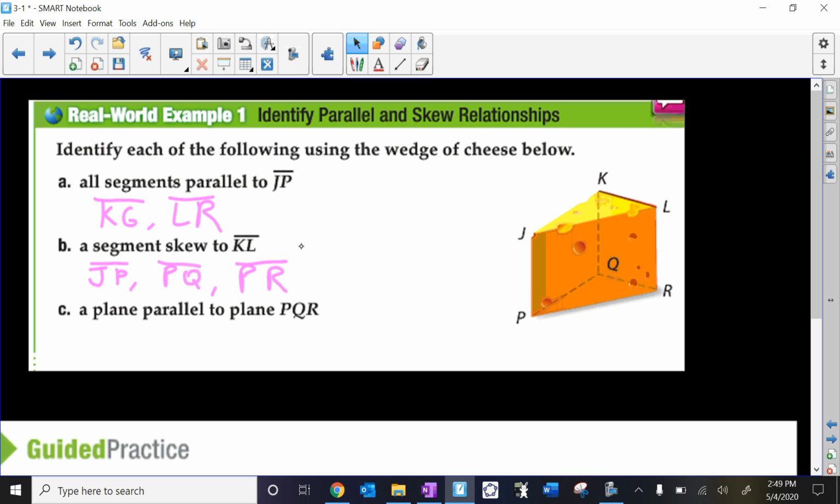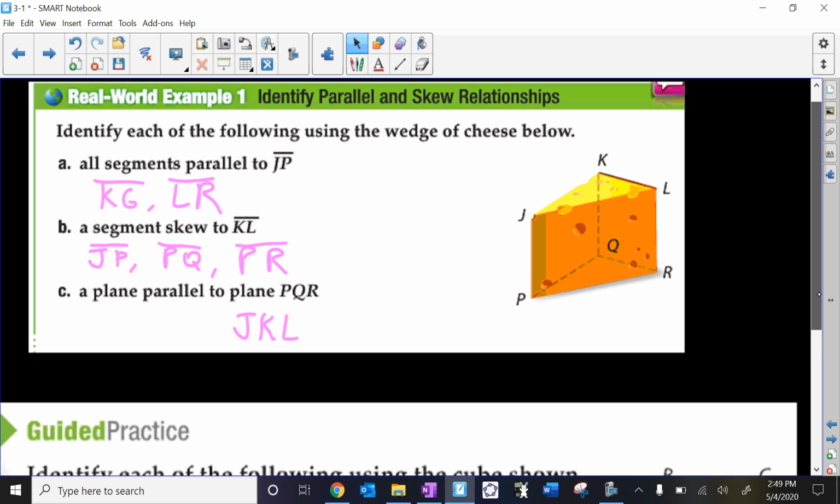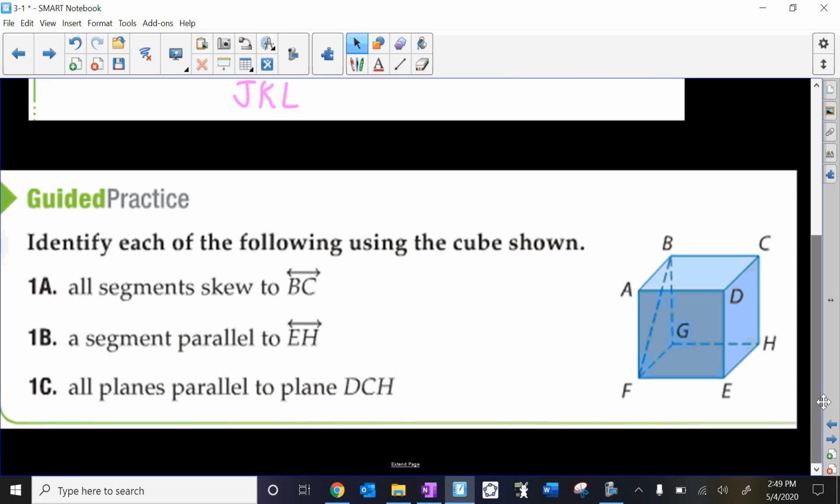And then finally, letter C, a plane that is parallel to plane PQR. Notice that that one's the one on the bottom. The plane parallel to it has to be the one on top, JKL. I'll do one more because it uses a different shape.